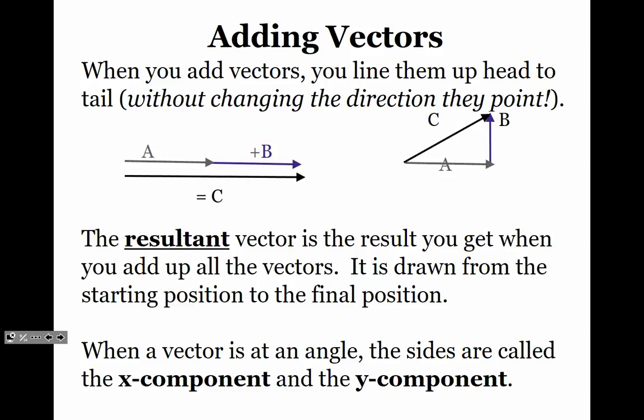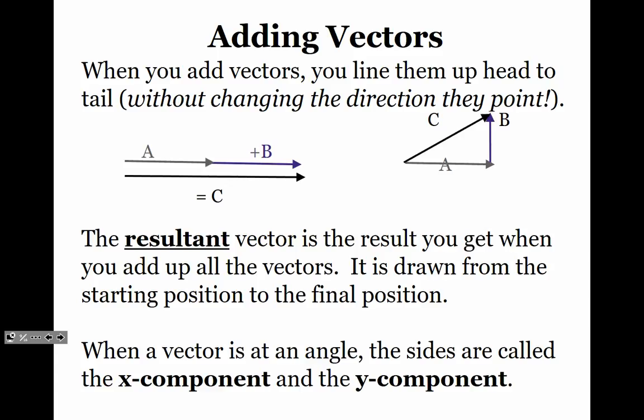So, moving on. We're going to talk about how we add vectors. And so we look at vectors a couple of different ways. When we add vectors, we can line them up head to head or head to tail. Okay, you can see we've got vector A and vector B, and we just will add them together, and that'll give me what we could call C, which is our resultant, okay?